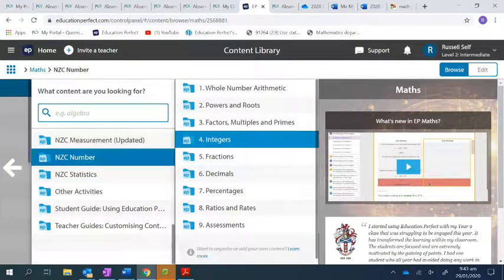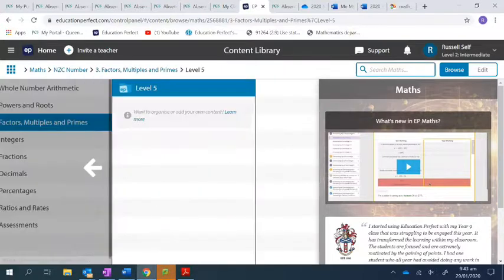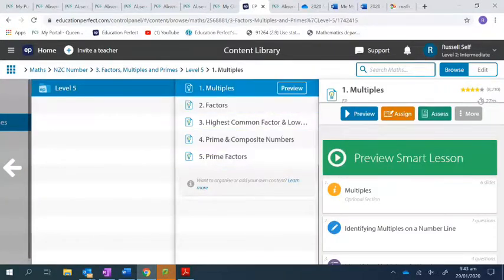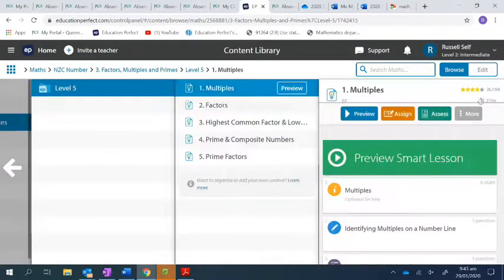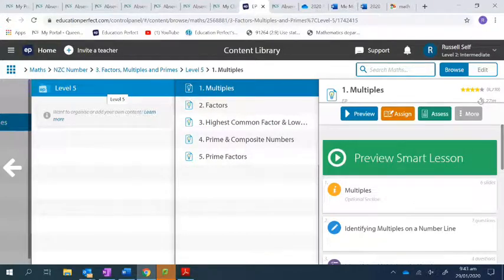So, for example, if we go to factors, multiples, and primes, which is what we're going to look at today, if you're going to be doing multiples, for example, multiples and primes is only level 5, but that's okay. You won't notice it. But usually there'll be more levels here, so 3, 4, 5, whatever. And that's where you can choose your levels. So we're going to be this one. Some of the topics, you're kind of in between, so you'll be at level 4, level 5. Okay. All right.